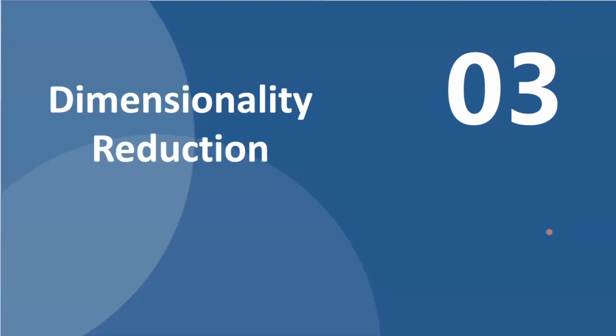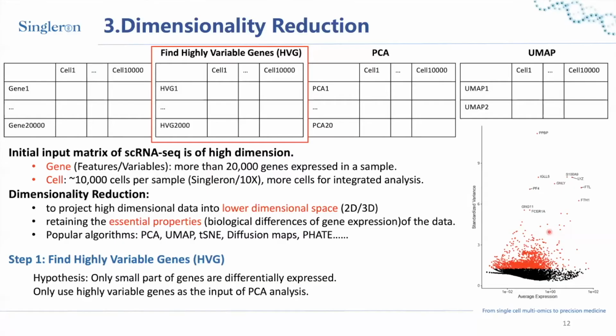So after the normalization, we will do the dimensionality reduction. This is important because the initial input matrix of single cell data is of high dimension. Usually for one sample, we will see more than 20,000 genes expressed, and the expected number of cells is usually 10,000 per sample for these technologies. So you will have more cells when you are doing the integrated analysis.